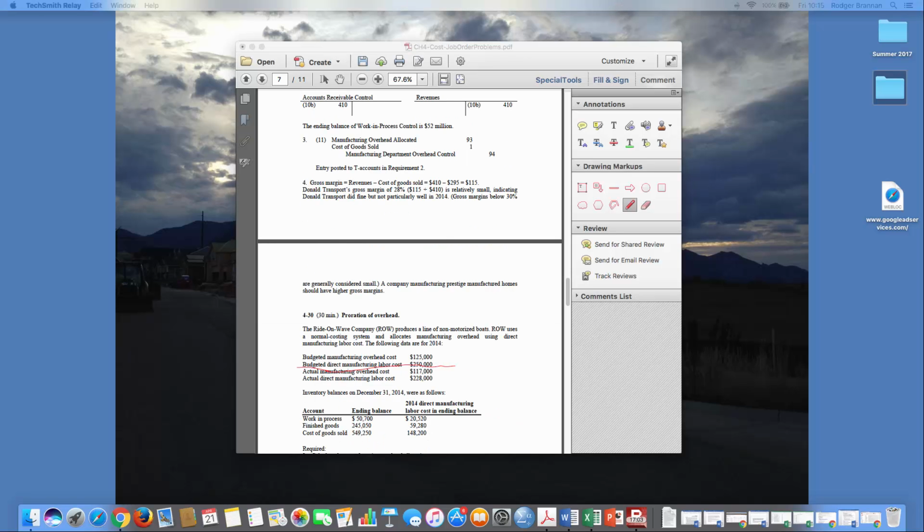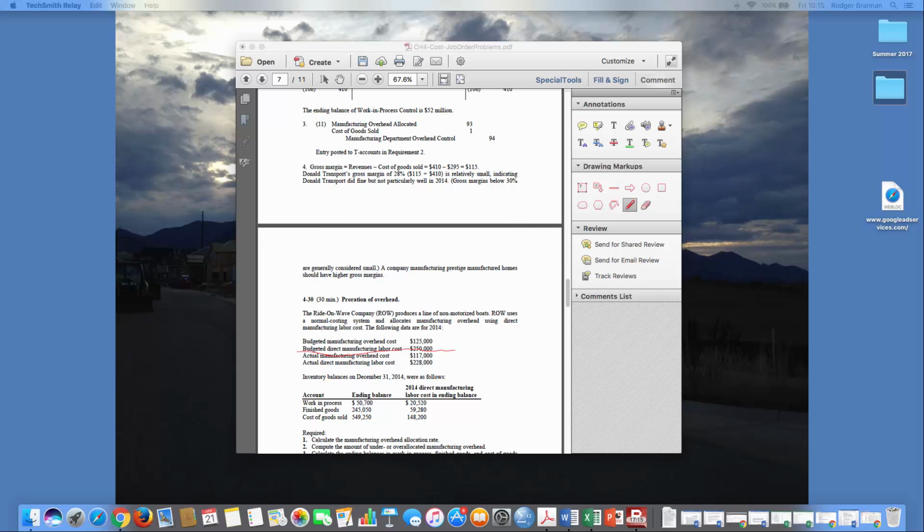All right. Now, problem number 30 is looking at what we do with this over or under allocated overhead. There are several different ways that you can handle that. The first thing I need to do is come up with my predetermined overhead rate. My manufacturing overhead is estimated to be 125,000, and I'm going to apply it on the basis of direct labor cost. So I come up with a rate of 50%, or 50 cents.